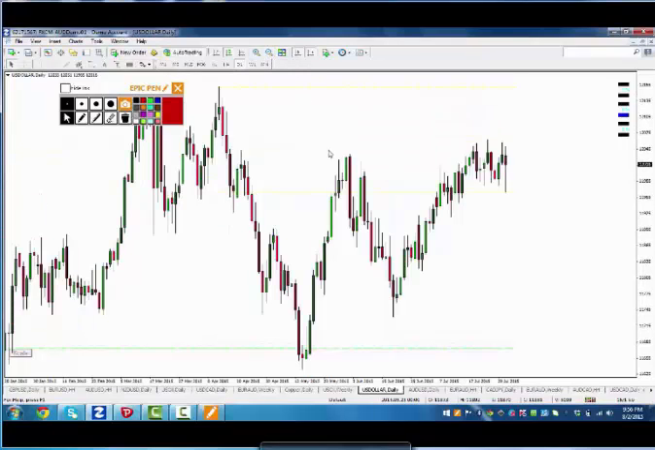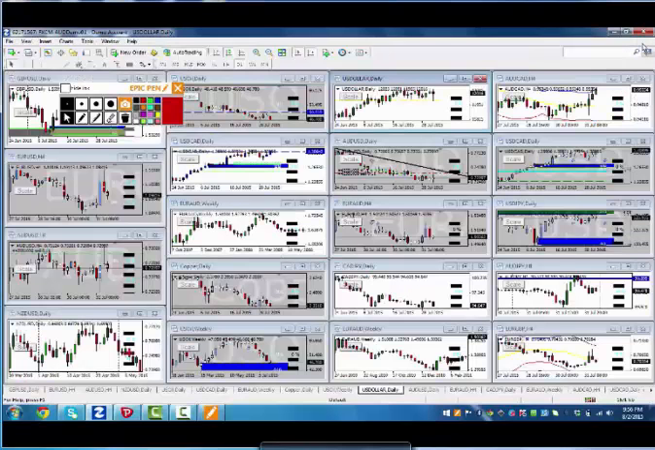On the daily time frame, there's nothing we can talk about. Let's see this week where we're going to go. Okay, and let's move on to our pound dollar.